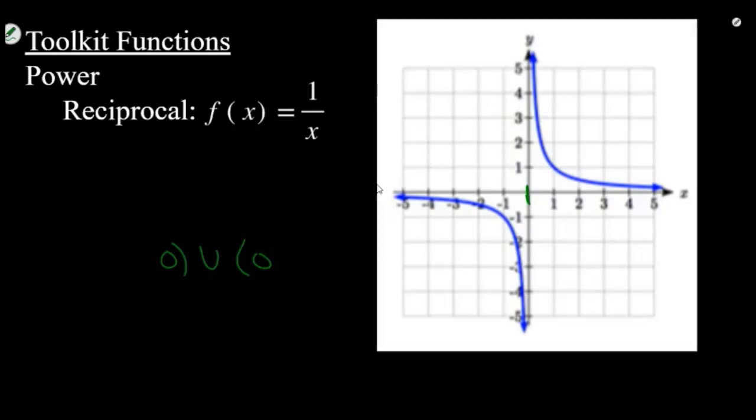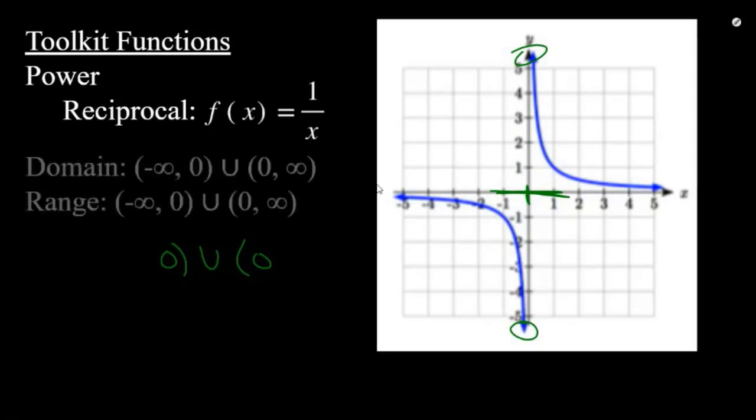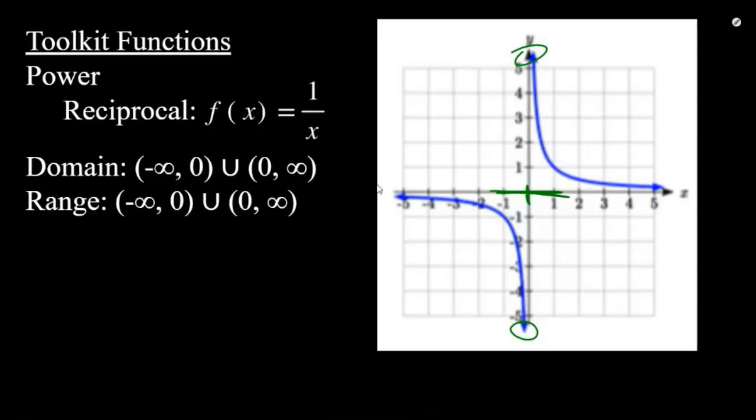Okay. And then what about the range? Does it go down forever? Yeah, right here. Does it go up forever? Yeah. But again, look at what happens right here. Does it ever hit 0? No. So this is how we would write that. With our union symbol in between, they actually end up being the same numbers. So from negative infinity to 0, union with 0 to infinity, and that's for both of those.